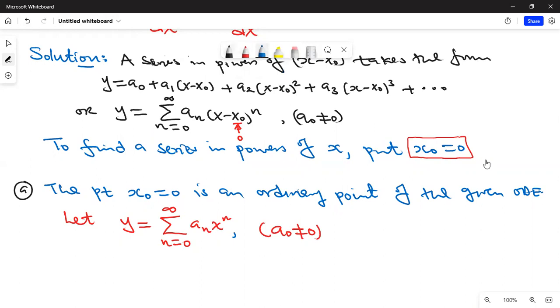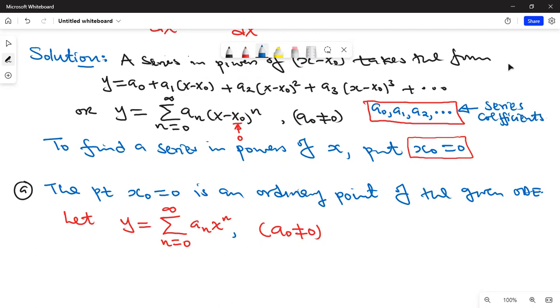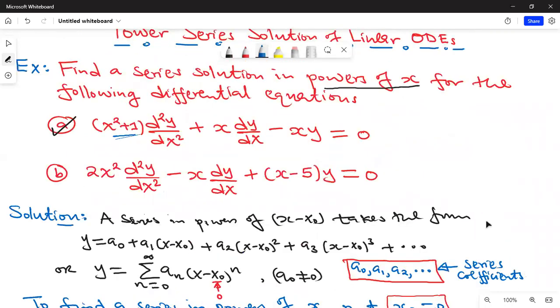I can comment here that a naught, a1, a2, all the way up to the last one, are called series coefficients. Remember, they are constants. Now, we are saying let our solution be y equals the sum from n equals 0 to infinity of a subscript n times x raised to n. Let it be the solution of the ODE in part A.